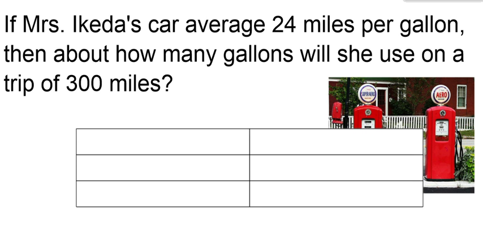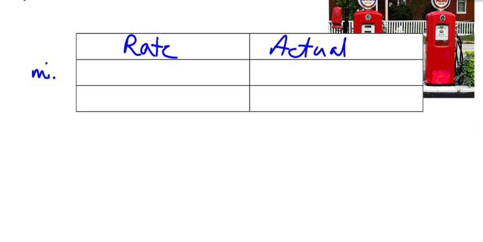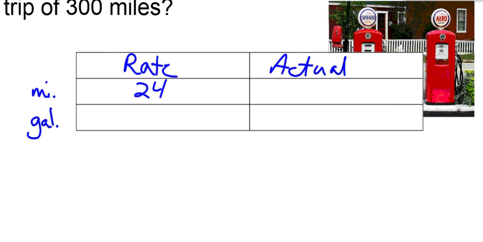It says if Mrs. Aikita's car averages 24 miles per gallon, then about how many gallons will she use on a trip of 300 miles? As we look at this, we can set it up in the same way. We have our rate and our actual. This time we're looking at miles per gallon, so I'm going to put some abbreviations here: it says 24 miles for every 1 gallon.